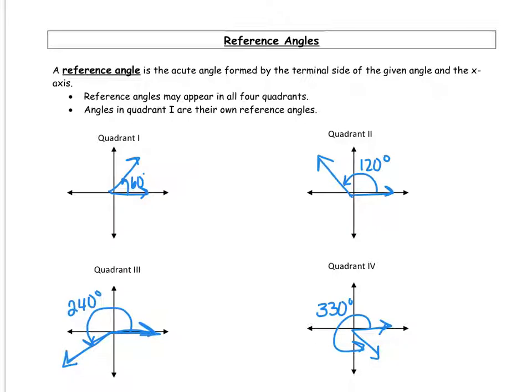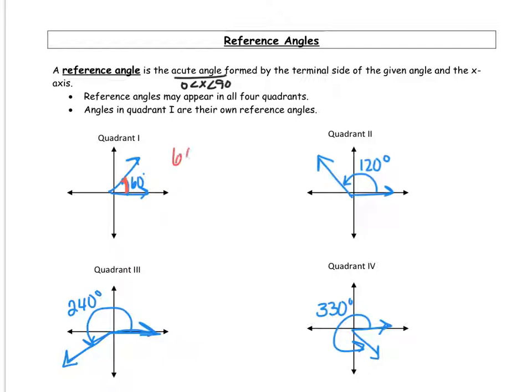So what do I mean finding the reference angle? It says it's the acute angle, so the small angle, between 0 and 90. Okay? It's an angle that is formed by the terminal side of the angle. So this is always the initial, this is the terminal. So the terminal side of the angle and the x-axis.